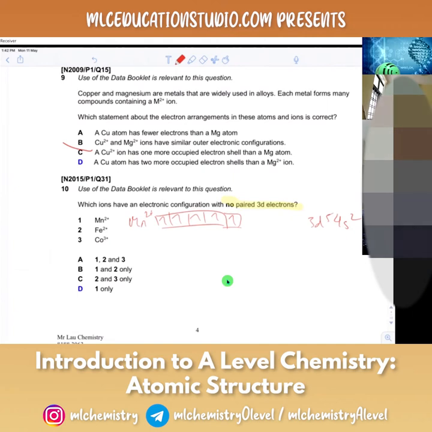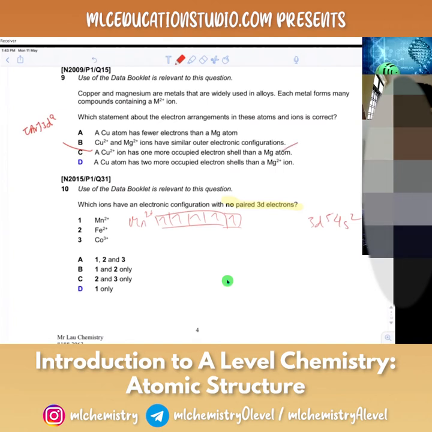Mr. Lau, no paired 3d electrons means the spins are not opposite, right? No paired means all unpaired, all the spins are in the same direction. Yes, Huyen, what is the configuration for copper 2+? 3d9. Yeah.